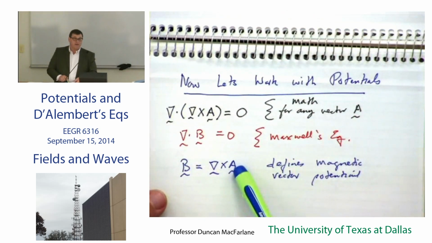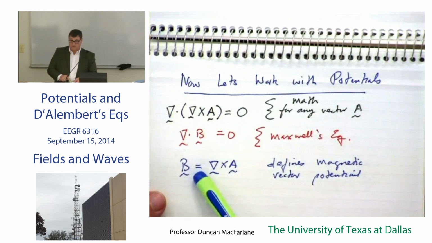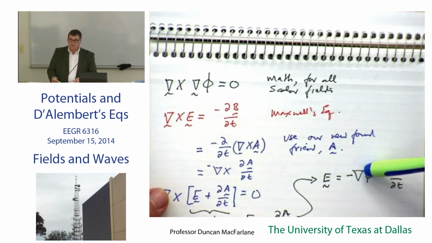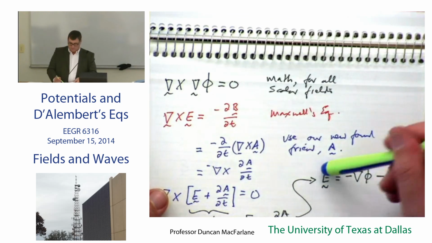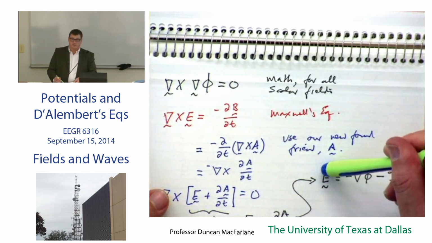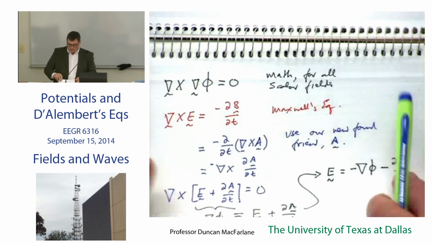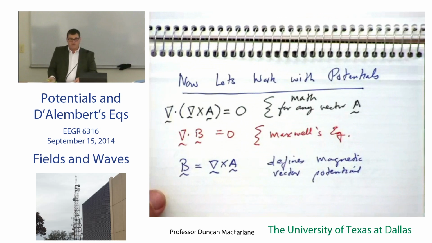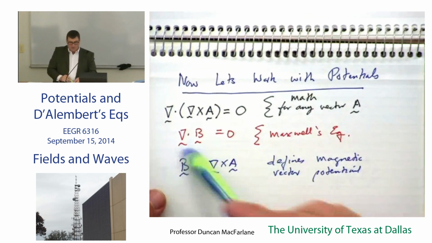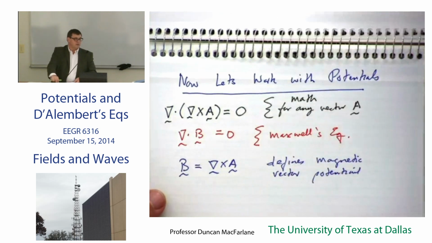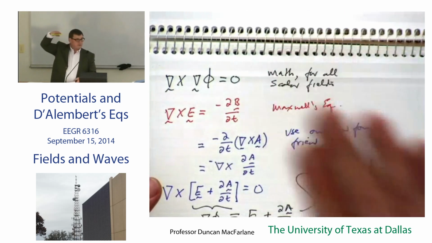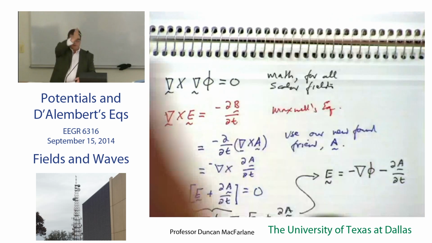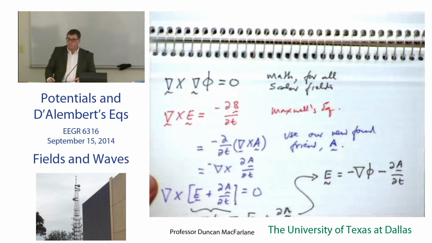I rearrange, and now I have one equation that if I know A, I get B. That's good news. Another equation that if I know A and I know phi, a hop, skip, and a jump of a derivative, and I get E. So in both of these cases, I'm at the potential level, and I take a derivative, or I take a derivative here and a derivative here, and I come back down to the field level.